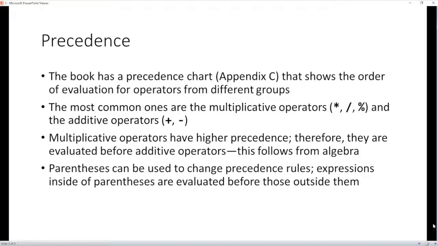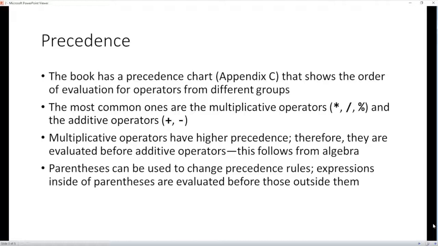The precedence chart in Appendix C shows the order of evaluation for operators from different groups. What we will find are there are multiple groups, such as the multiplicative operators, which include multiplication, division, and modulus, or remainder, and additive operators, plus and minus. We're familiar with those from algebra and have an intuitive sense of how they work. Many other operators are not intuitive until you've programmed for a while. Then they become second nature.